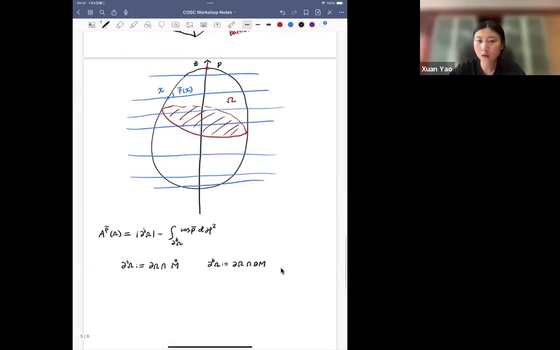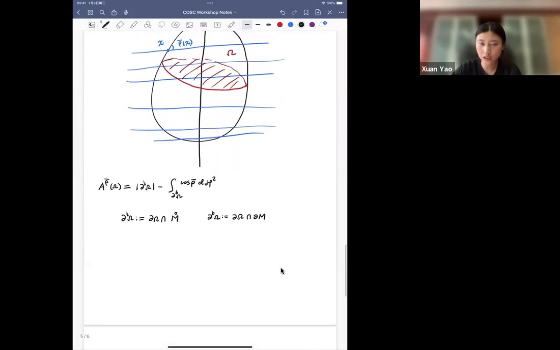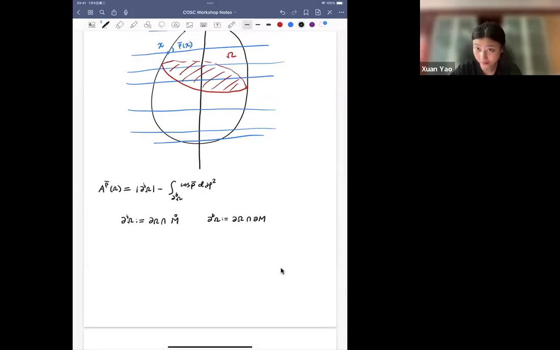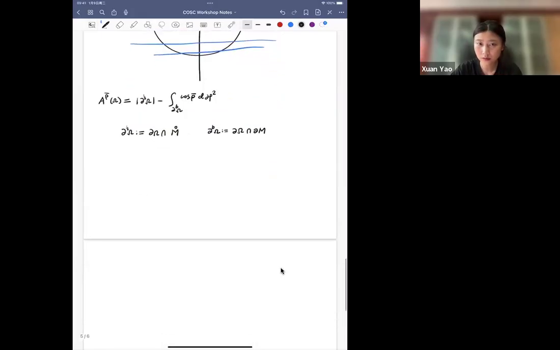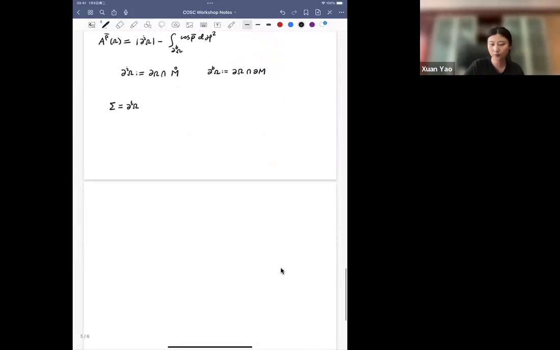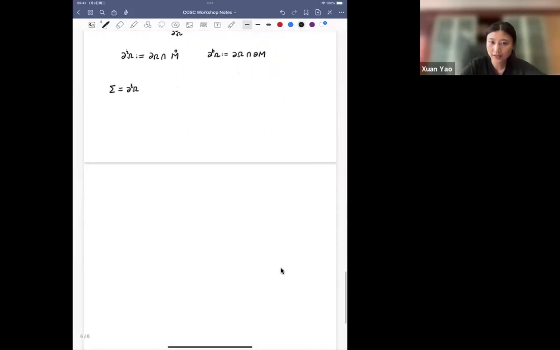So now suppose we have a non-trivial minimizer, like in our geometric setting, for the capillary functional. Let's take a look at its first variation and second variation. Here we use sigma to denote the partial of omega. So now we do the first variation.